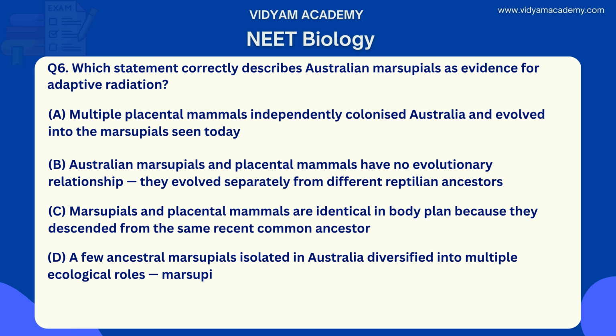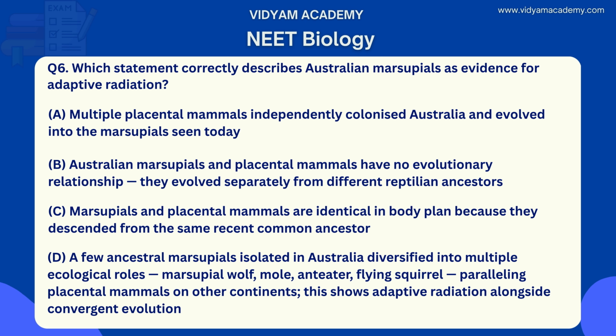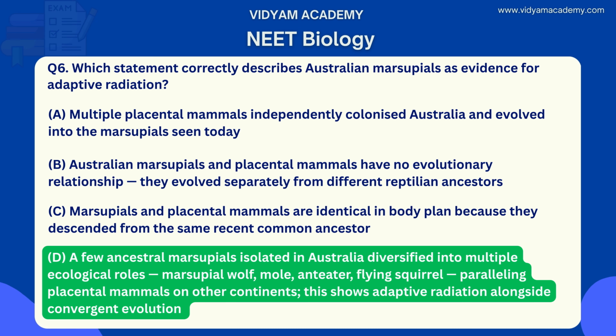Option D. A few ancestral marsupials isolated in Australia diversified into multiple ecological roles: marsupial wolves, moles, anteaters, and flying squirrels, paralleling placental mammals on other continents. This shows adaptive radiation alongside convergent evolution. What is the right answer for this question? The answer is option D. Let's see why and how it's the right answer.